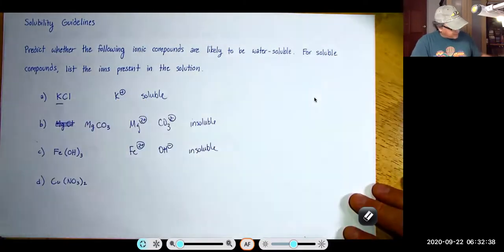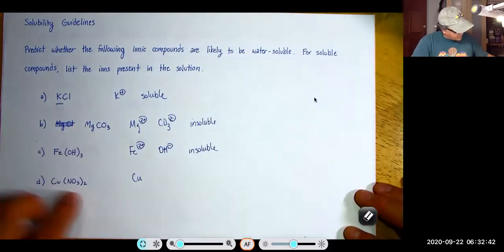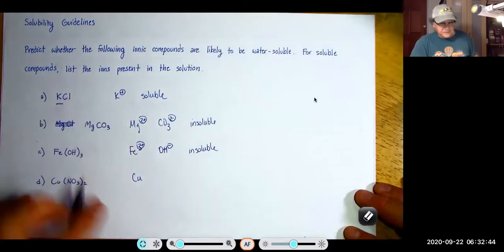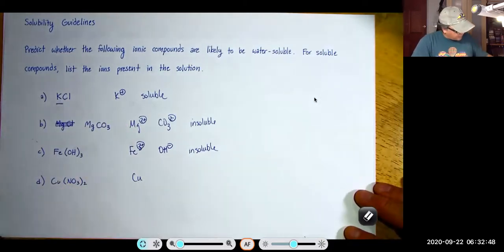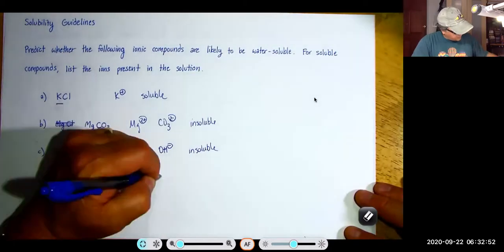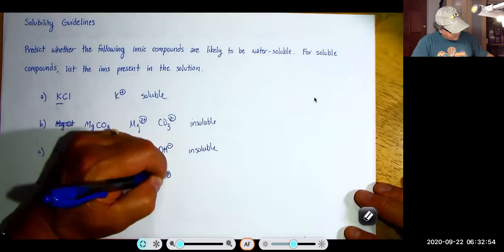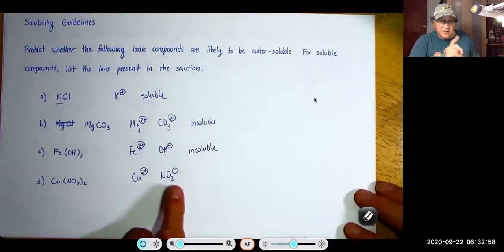And here we have this copper. There's no rule for copper. Well, this should be iron 3. Did anyone catch that? Iron 3 hydroxide? This is copper 2 nitrate. And the rule for copper is there is no rule, but there is a rule for nitrates. They're soluble.